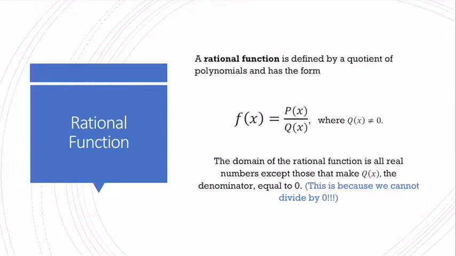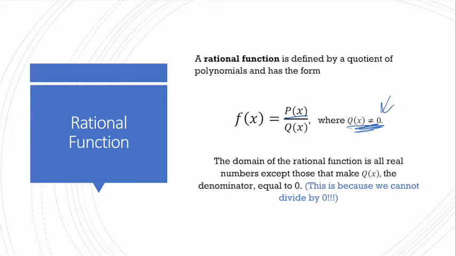So a rational function is defined by a quotient of polynomials that has the form f of x equals p of x over q of x, where q of x doesn't equal 0, right? And we can't have our denominator equal 0 because that would mean we were dividing by 0. So the domain of rational functions is all real numbers except those that would make q of x, our denominator, equal 0. So what we want to do in order to define the domain is this.